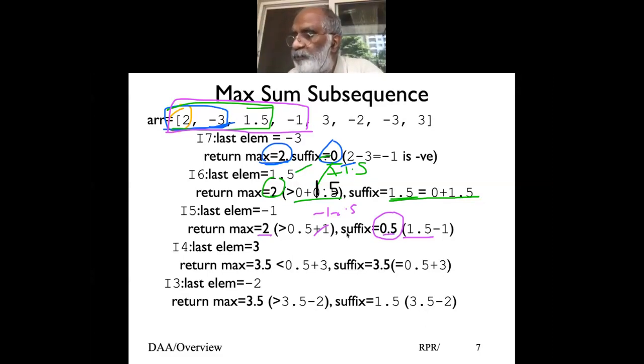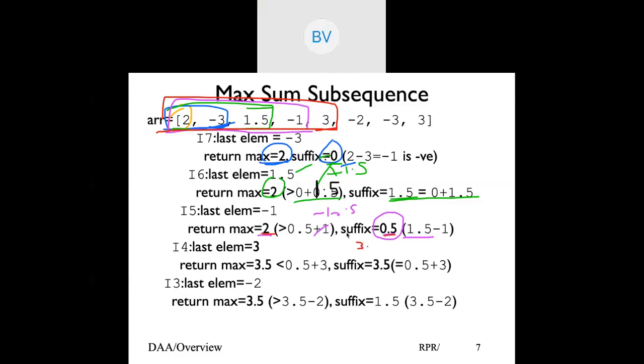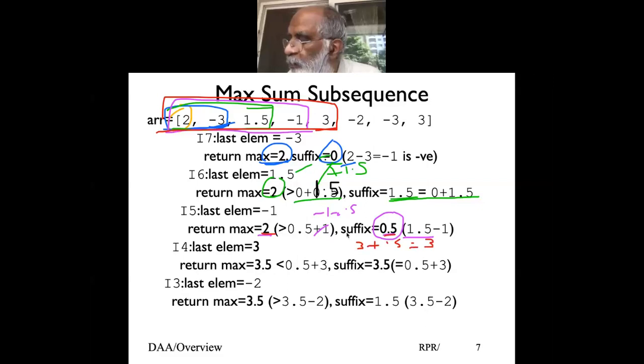So now let's look at the solution for 5 elements. So far my max sum is 2 and my suffix happens to be 0.5. Now looking at the element 3, plus the suffix of these four elements, which is 0.5, it gives me 3.5. My previous max is 2. That means my current max should become 3.5, because it is more than the previous max, and my suffix becomes 3.5. So this gives me a solution for 5 elements.